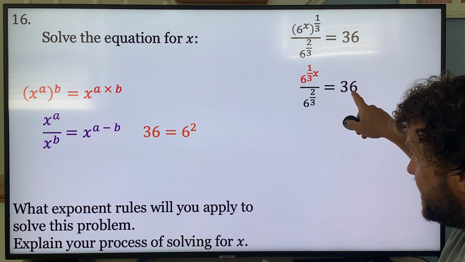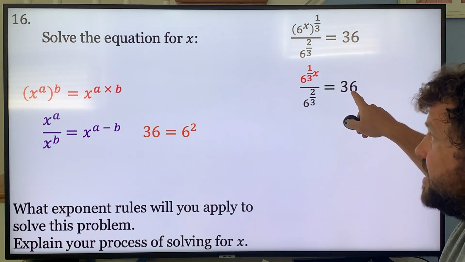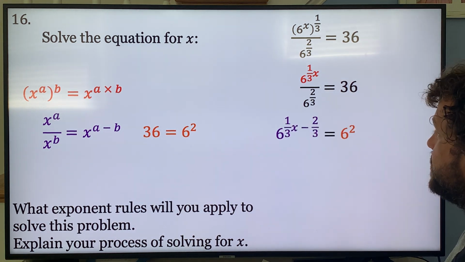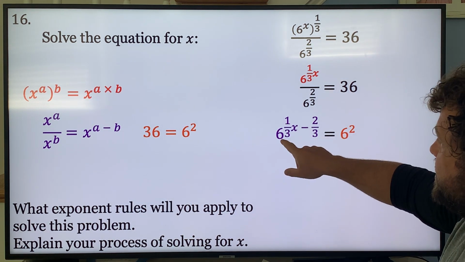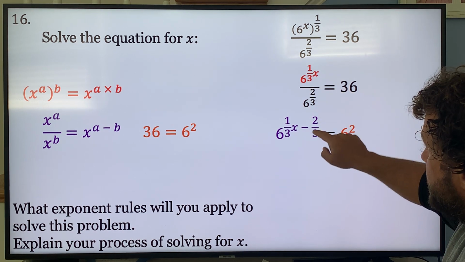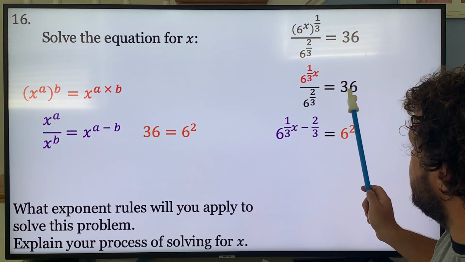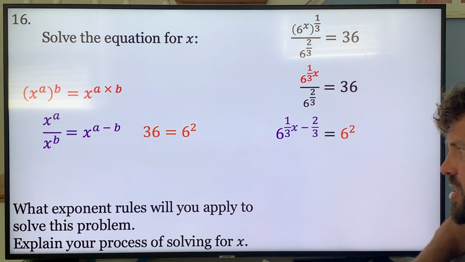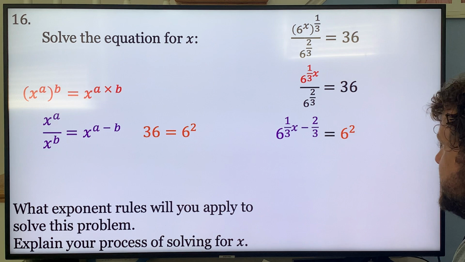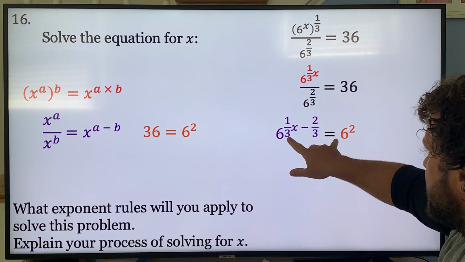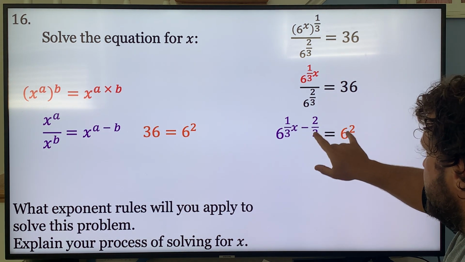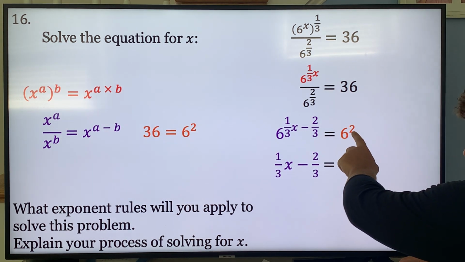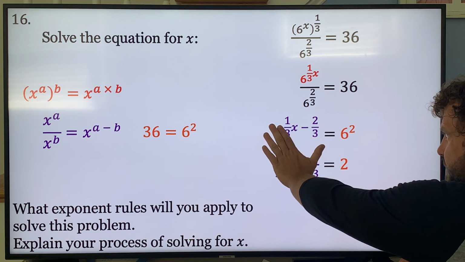Now 36, here's the key. This makes it easy. 36 is 6 squared, right? So I'm going to rewrite this as 6 squared. And watch why. So this is 6 to the 1/3 x minus 2/3, and this is 6 squared. Now why do you think I did that? And you should have done this too. This was a pretty easy way to see this. Because these are the same bases, so whatever powers you raise them both to have to be equal. So this is 1/3 x minus 2/3 has to equal 2. Because these are both 6's, so we can just kind of get rid of them.